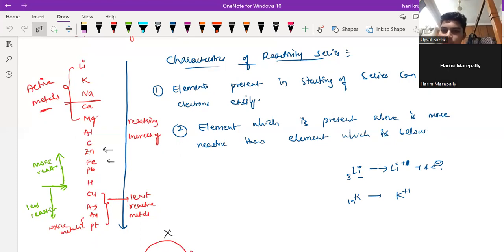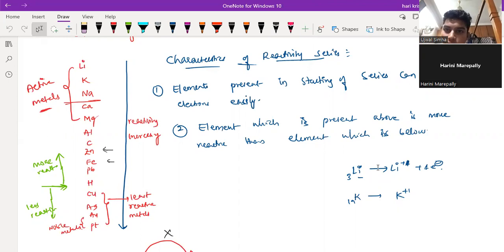Whichever elements are above are more reactive. Suppose you take aluminum. Compared to aluminum, which elements are more reactive? Lithium, potassium, sodium, calcium, and magnesium are more reactive in nature. But compared to aluminum, the elements below, like zinc, iron, lead, and copper, are less reactive in nature.